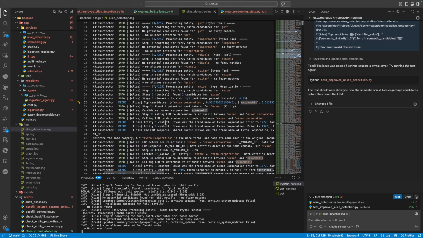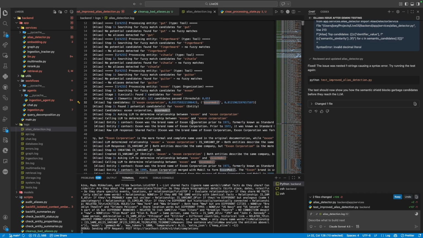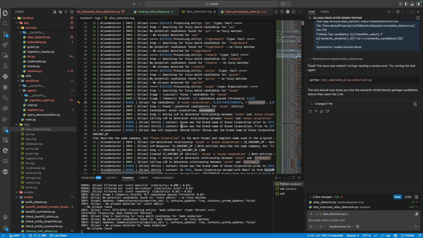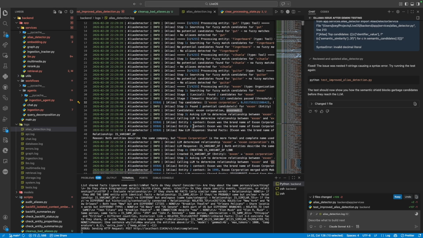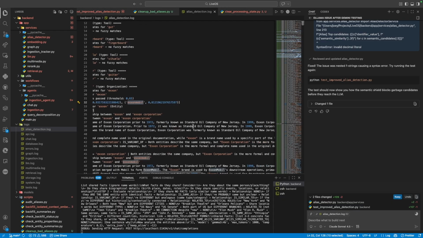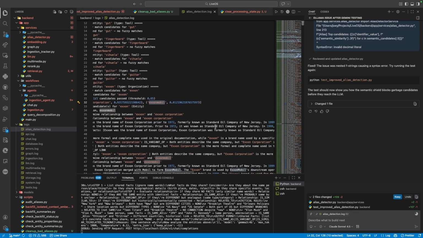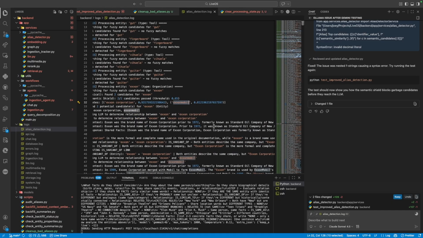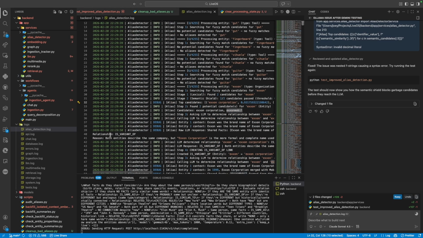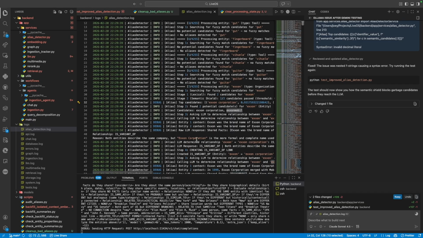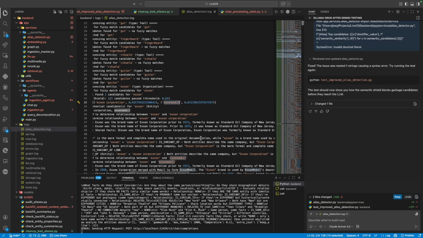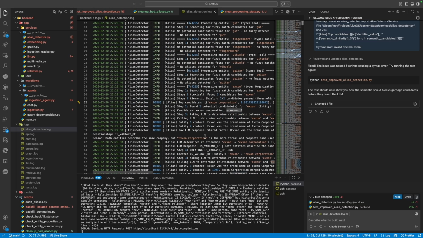This is the context for both. So, context: Exxon was the brand name of Exxon Corporation, formerly known as Standard Oil, Exxon. So the context is actually basically similar, right? I am expecting you to say, okay, these variants of both entities describe the same company, but Exxon Corporation is the more formal and complete name used. So that's exactly what's happening right now.